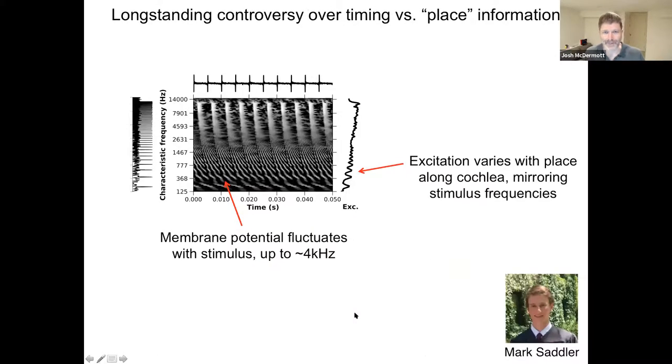Another related application relates to the longstanding debates over the role of timing and place information in pitch perception. This is a picture of a model of the auditory nerve in response to a harmonic complex tone. There's place information here, where you see these peaks corresponding to individual harmonics, but there's also this phase locking here, timing information, at least up to around 4 kilohertz, that is signaling the frequencies of the individual components. There are lots of arguments about the relative importance of timing and place in pitch perception.